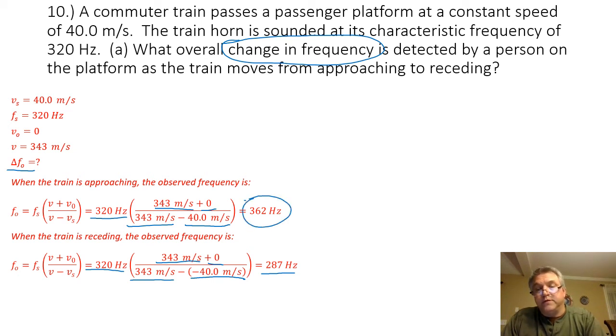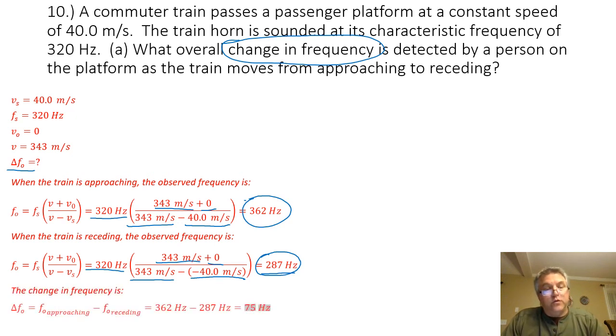So the observed frequency as the train is approaching is 362 hertz, and the observed frequency as the train is moving away is 287 hertz. So the change in frequency is going to be the frequency of the train as it is approaching minus the observed frequency of the train as it is moving away. So 362 hertz minus 287 hertz is going to equal a change in frequency of 75 hertz.